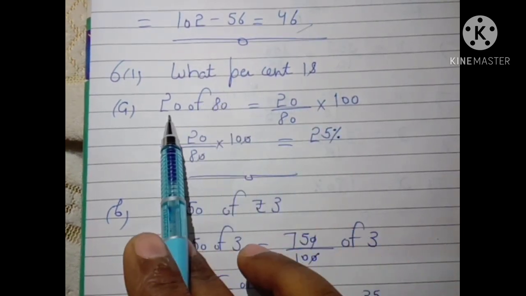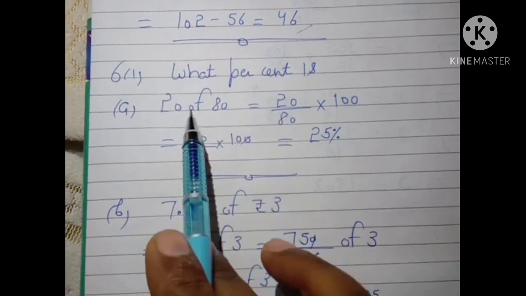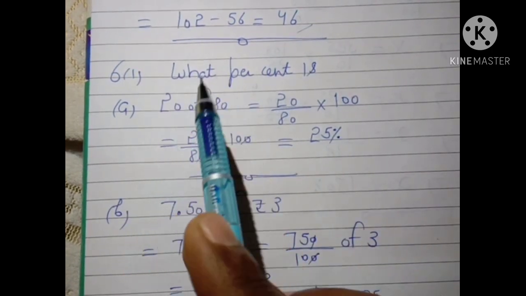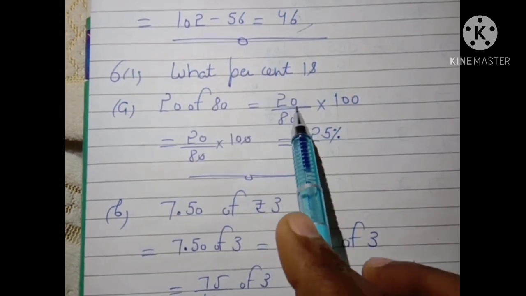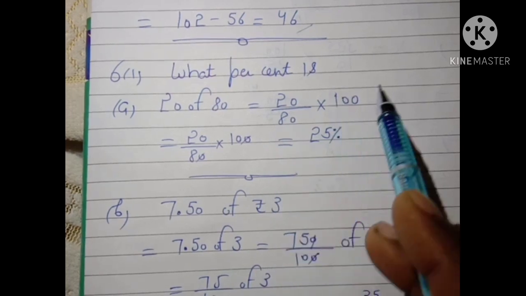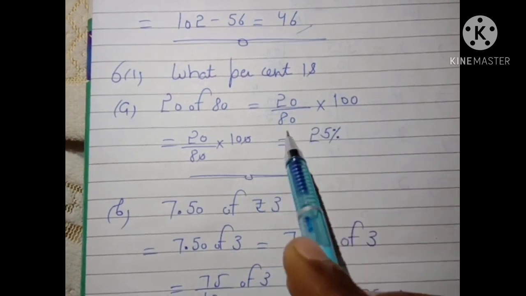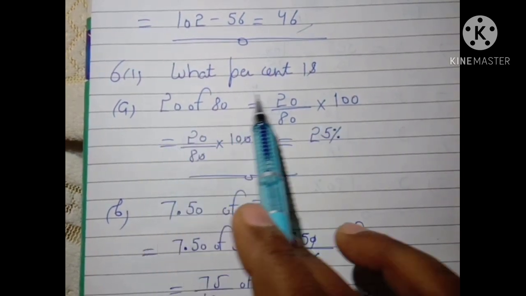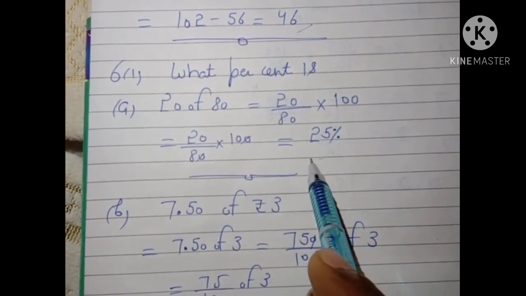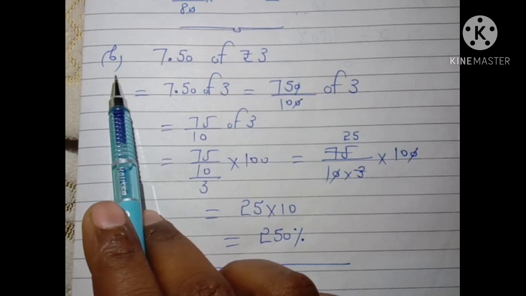So first of all we have to convert this term into a fraction. Means 20 of 80 means 20 over 80, and then multiply this fraction with this 100. So in this way we can convert this into percentage. This is very simple, 20 over 80 into 100, and after doing a little calculation it will become 25%. Okay, now see its second part.